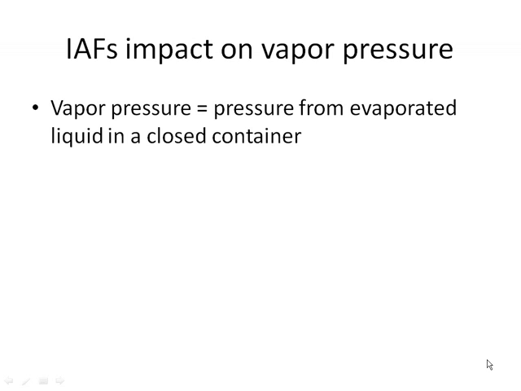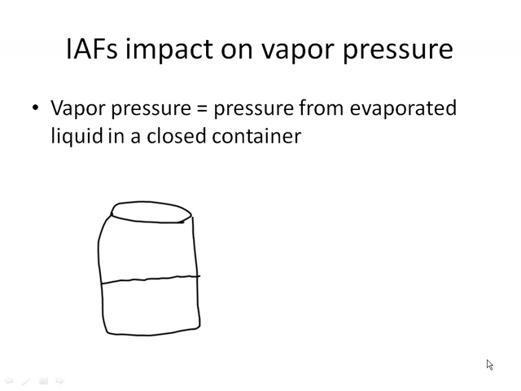Vapor pressure is another physical property that's impacted by intermolecular attractive forces. This is the pressure from evaporated liquid in a closed container. Let's see if I have a picture. Nope, so I'll draw one. So if you imagine a container that has some liquid in it, it turns out at the surface of the liquid there are particles.